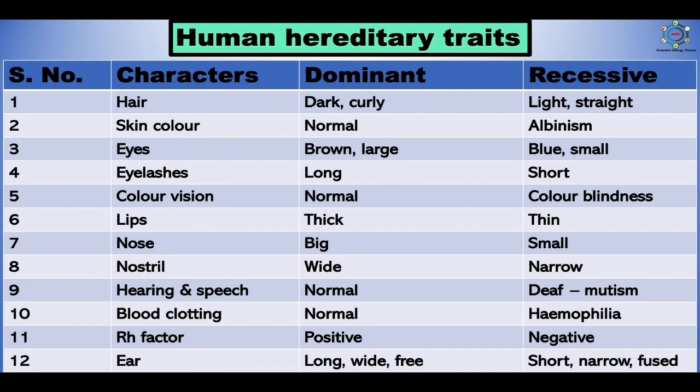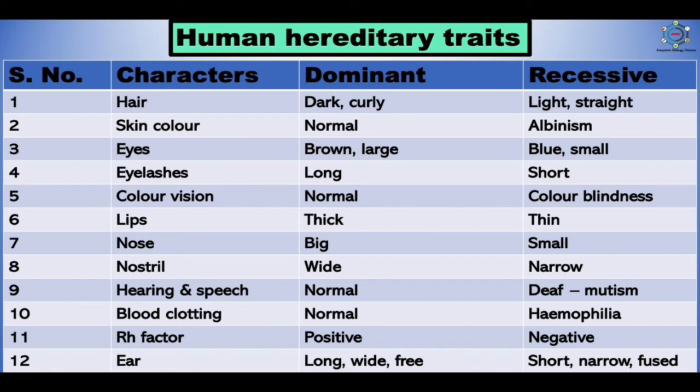Like characters here, hair which is dark, curly is dominant, and light, straight is recessive. Skin color normal is dominant, and albino is recessive. Eyes brown, large are dominant, and blue, small is recessive. Eyelashes, if long, then dominant, if short, then recessive. Color vision normal is dominant, and color blindness recessive. Lips thick are dominant and thin are recessive. Nose big is dominant, small is recessive.